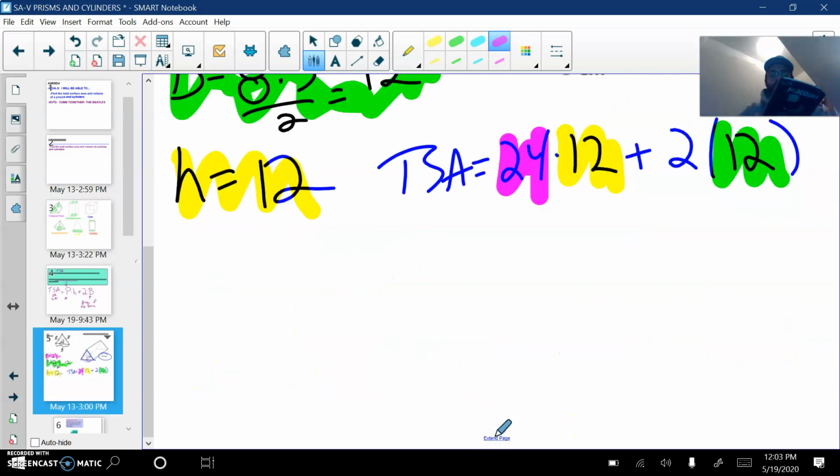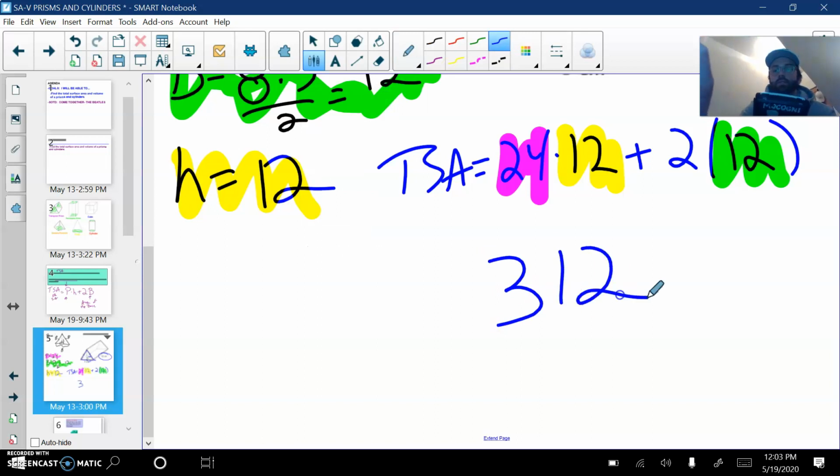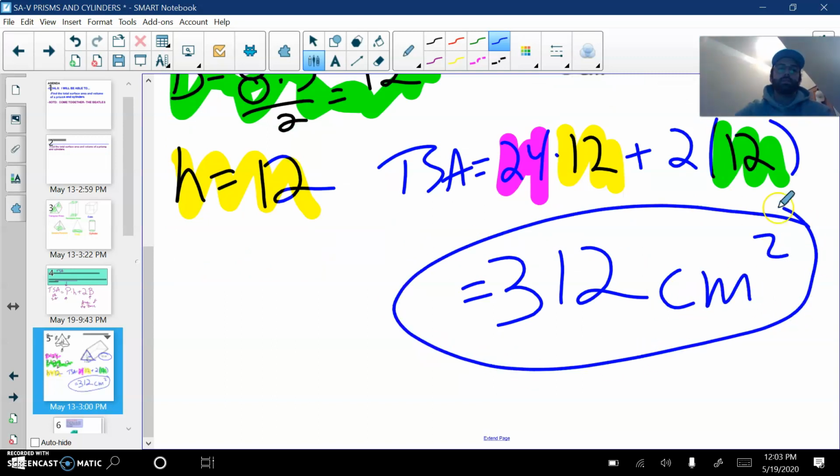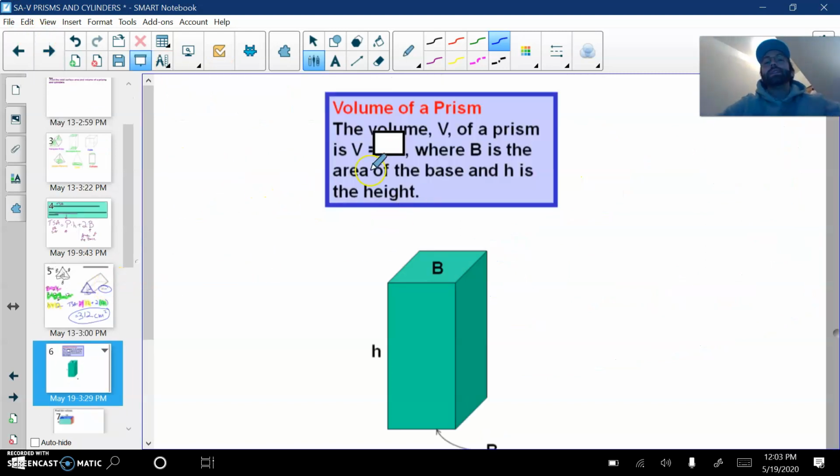Let's get the calculator out for that one. 24 times 12 plus 24. You should get, I got 312. And this is still square units, even though it's surface area. All right. Volume is a little bit different.